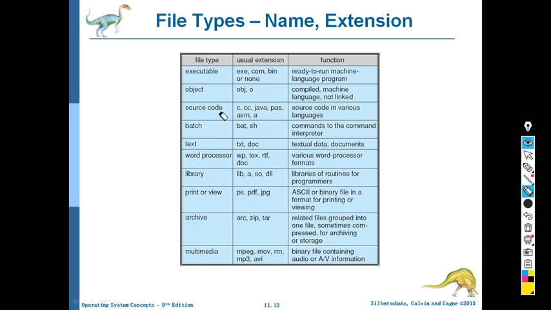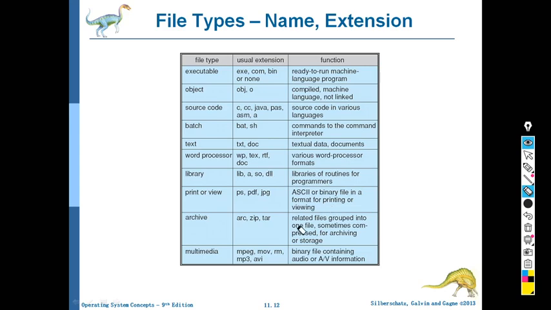Source code: any program you write in C, C++, Java, or assembler, so source codes in various languages. Similarly, a batch file: if a group of commands can be turned into a batch, and you run all the commands in terms of a batch, that is called a batch file or shell file. And text files: you have word processor files, and library files, which are libraries of routines for programmers. Next, print or view: an ASCII or binary file in a format for printing or viewing.